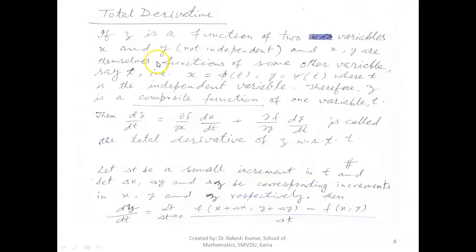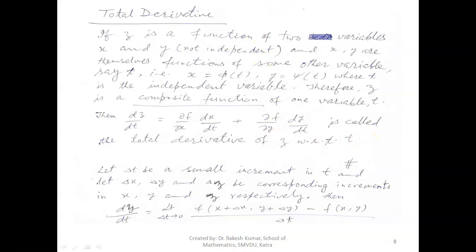And now coming to total derivatives. If z is a function of two variables x and y, not independent, and x comma y are themselves functions of some other variable, say t, that is x is equal to phi of t and y equal to psi of t, where t is the independent variable. Therefore z is a composite function of one variable t. In that case, dz by dt is equal to del del x of f into dx upon dt plus del del y of f into dy upon dt. And it is known as the total derivative of z with respect to t.